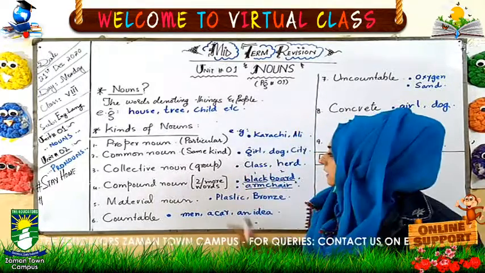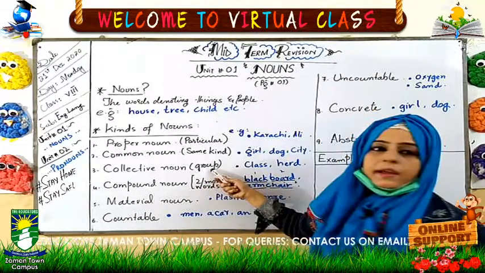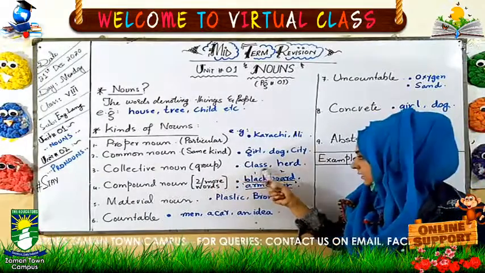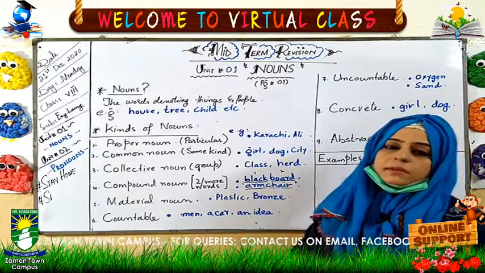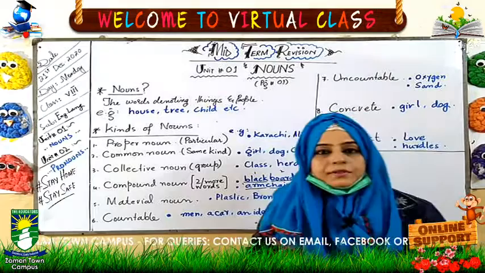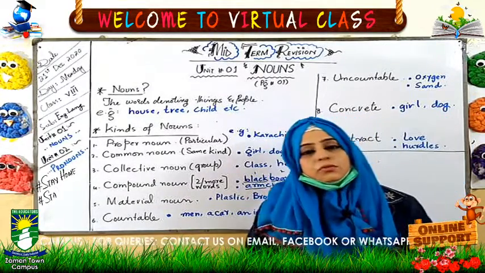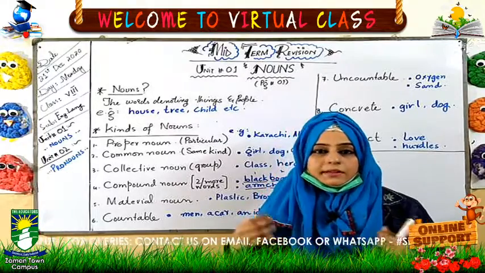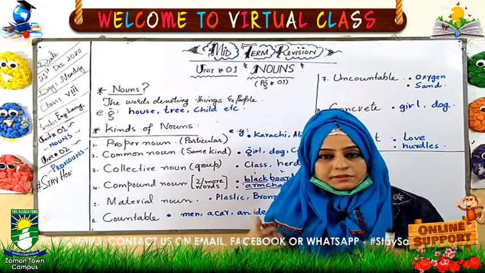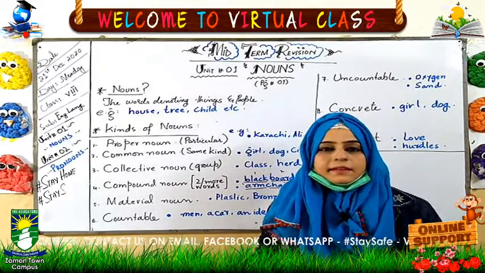Like group, as I have mentioned here, group, class, herd, a group of animals. Herd means a group of animals of the same kind. Herd of sheep, herd of goats. Or class means students of the same class who wear the same uniform and belong to the same grade, like 8B, 8C, 8D.